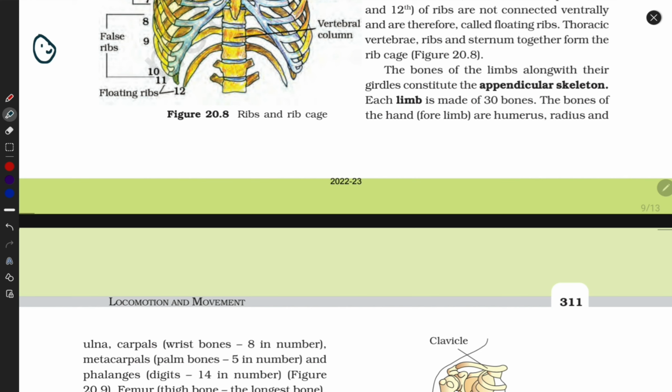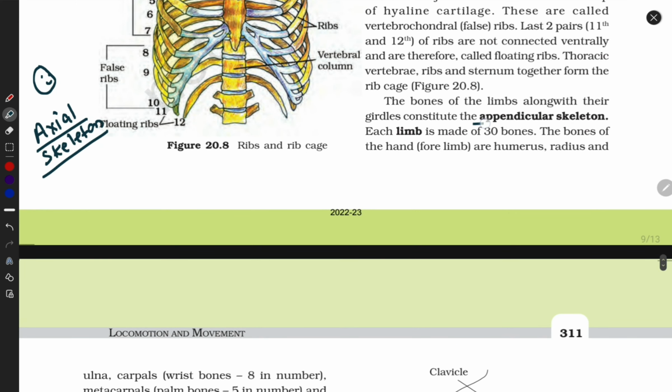In our previous video, we completed our axial skeleton. In that, we discussed the skull, ribs, sternum, vertebral column, etc. This time we will discuss the second part of the skeleton, the appendicular skeleton. In the appendicular skeleton, we talk about the limbs, forelimb and hind limb. Forelimb is used for the hands and hind limb is used for the legs.